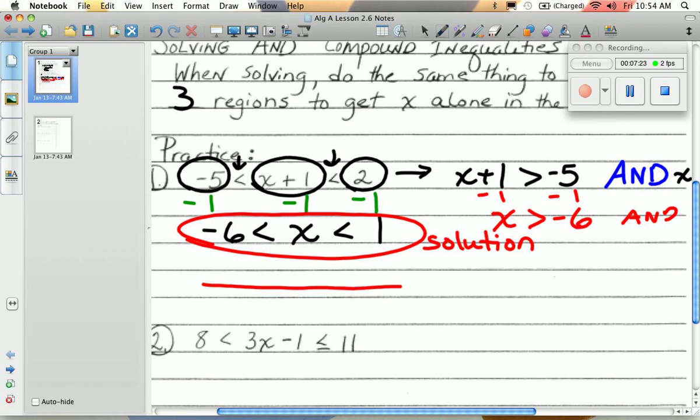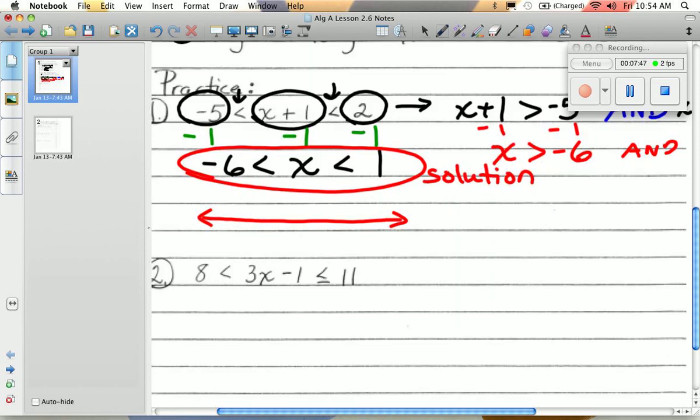And now we're going to graph it. This is going to be a little bit different than graphing our simple inequalities was. When we did our simple inequalities, we only had 1 endpoint, and then we found the integer neighbors. Well, now we've got 2 endpoints, so we're not going to worry about the integer neighbors. We're just going to put both of those endpoints on. So we're going to put -6, 1.